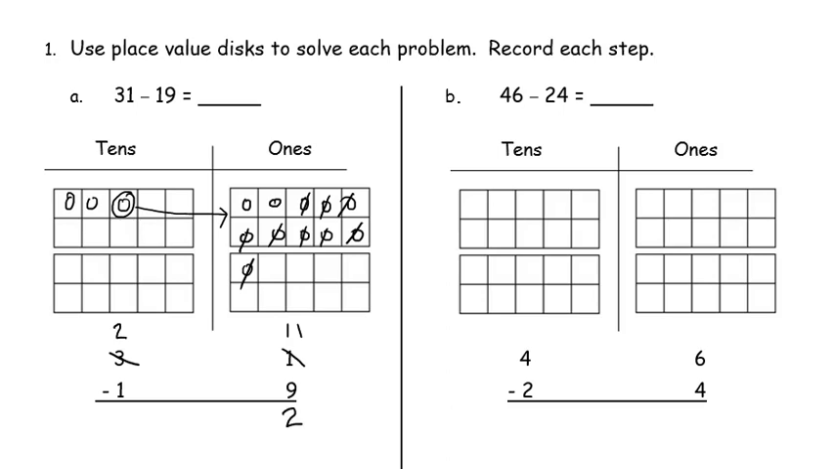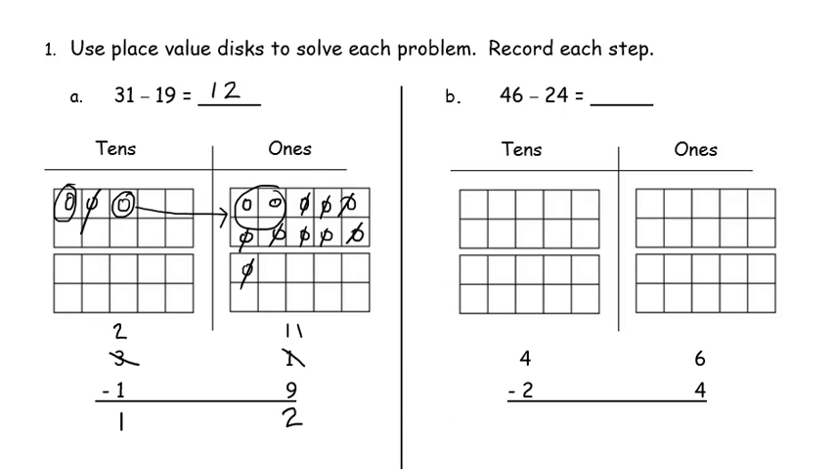Now I have to subtract my tens. I have 2 tens and I need to subtract 1, so I'm just going to cross off 1, and that leaves me with 1 ten. And my final answer is 12. I have 1 ten and 2 ones, and you can see that in my place value chart. 31 minus 19 is 12. Let's look at another example.